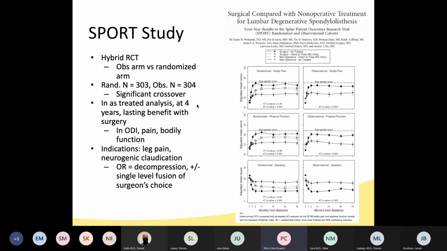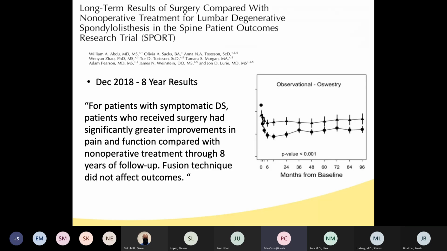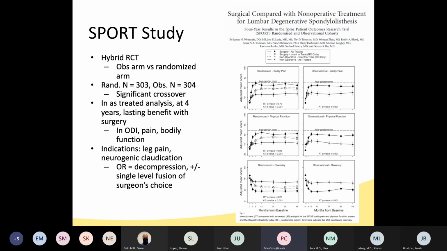And they looked at outcome scores, pain, bodily function, and all these patients were patients with spondylolisthesis who had failed non-operative treatment. And the surgery and what they had done was really left up to the surgeon. And what they found was that over those initial 4 years in the study, there were sustained improvements in function, ODI scores, and pain scores. And so this really was a good indication that, yes, surgery was helpful and we were doing the right thing by operating on these patients.